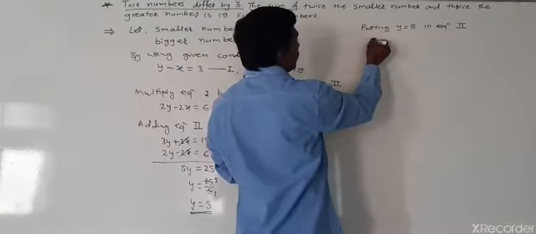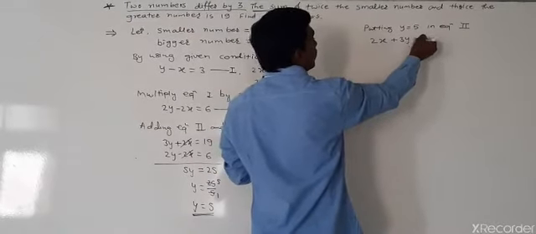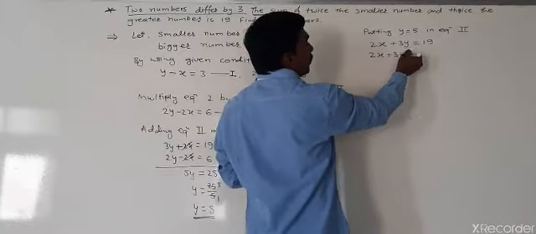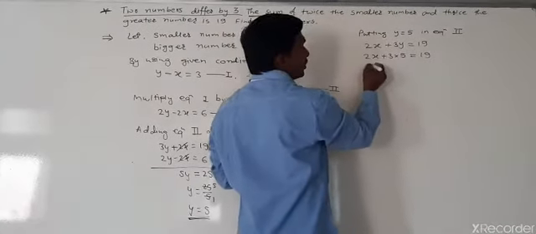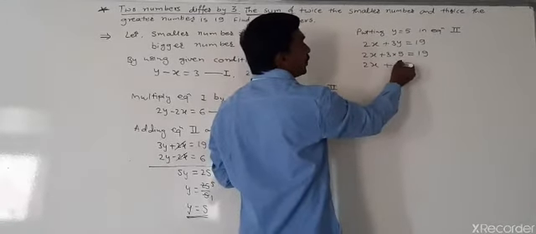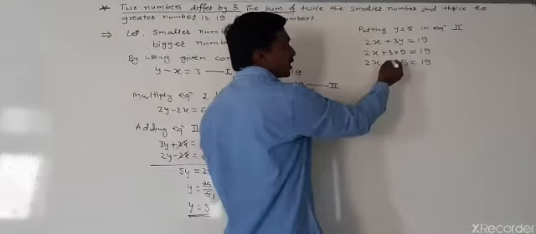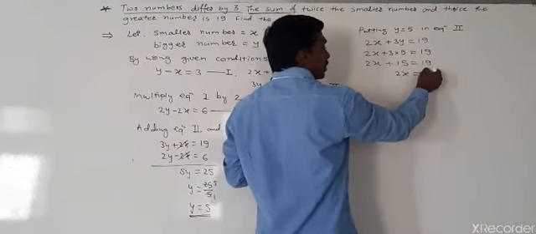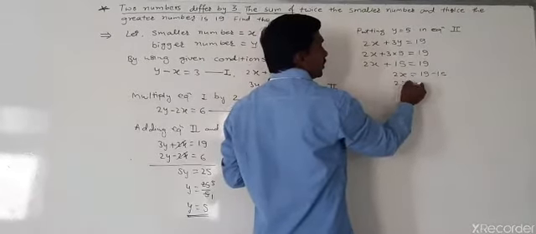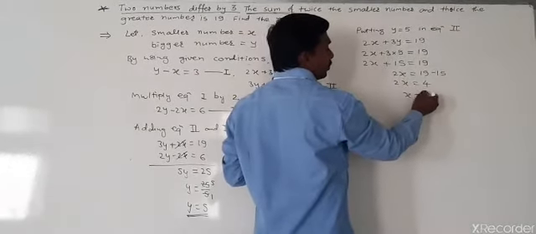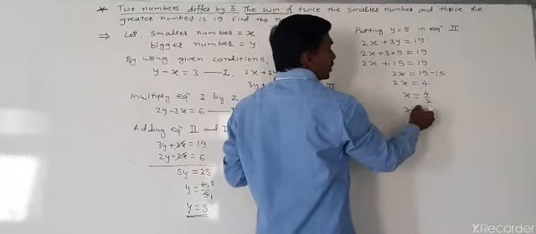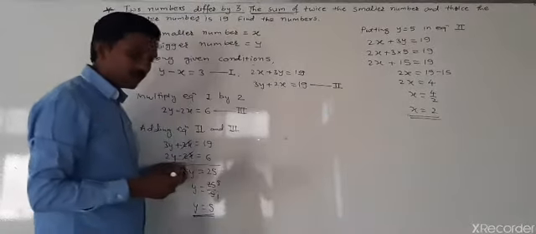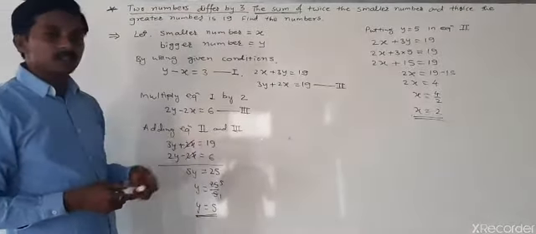Equation 2 is 2x plus 3y is equal to 19. Now 2x as it is, plus 3 multiplied by the value of y, which is 5, is equal to 19. 3 into 5 is 15. Now transfer this 15 to the right side, you will get 2x is equal to 4, that is 19 minus 15, and x is equal to 4 divided by 2, x is equal to 2. Now we have found both the numbers. The smaller number is 2 and the bigger number is 5.